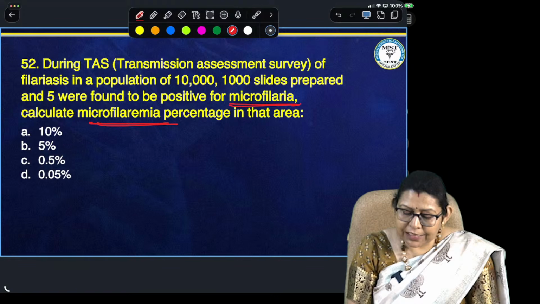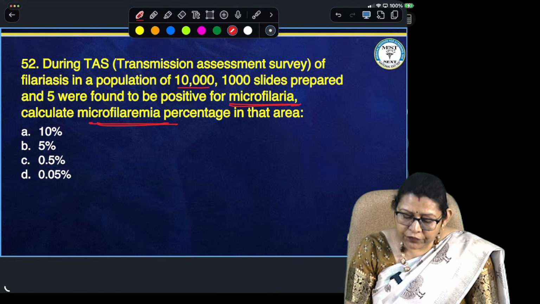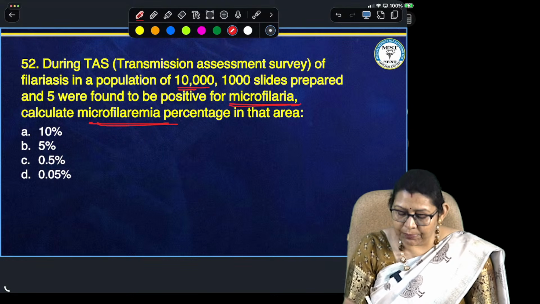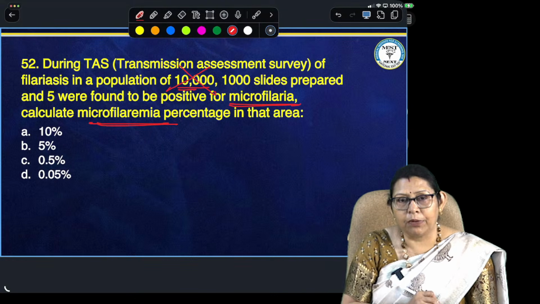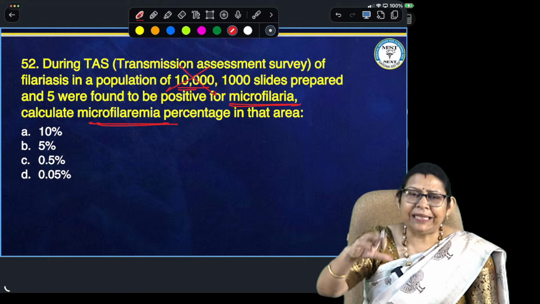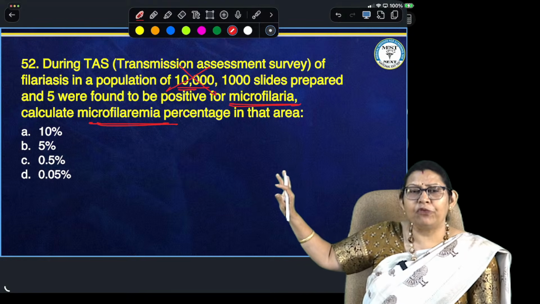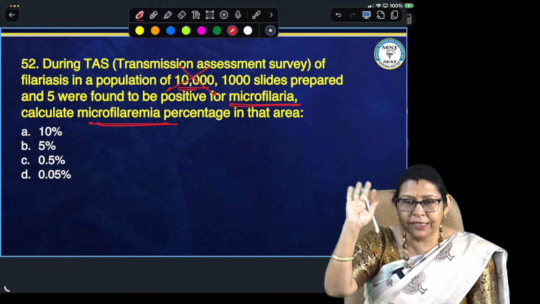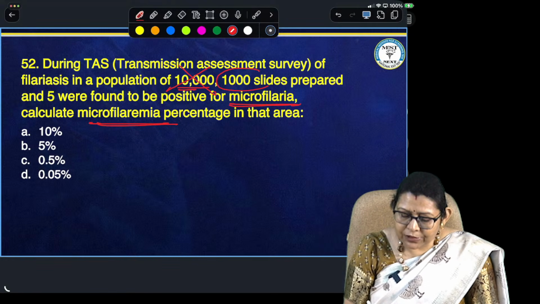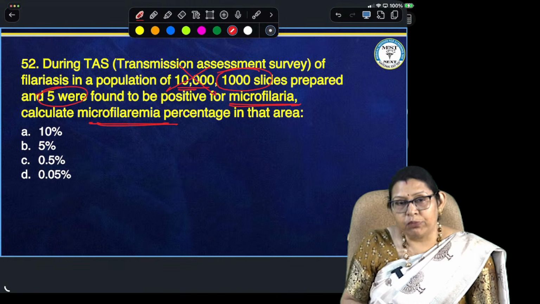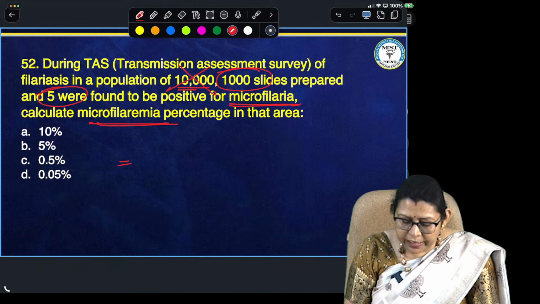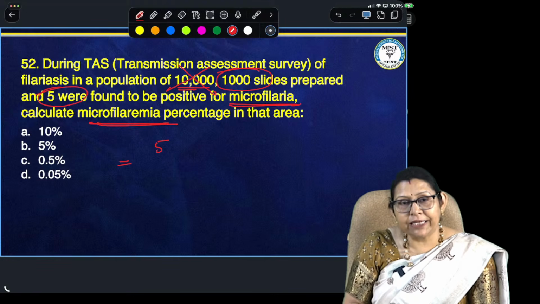So during the transmission assessment survey, in a population of 10,000, 1,000 slides were prepared. So we will not take the total population; how many slides were prepared? In a way, it is the same as the slide positivity rate for malaria, that is the microfilaria rate. Okay, you can remember it as a catchword. 1,000 slides were prepared and 5 were found to be positive. So microfilaria rate is how many slides are positive for microfilaria?